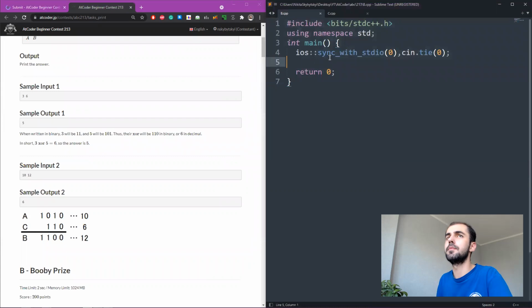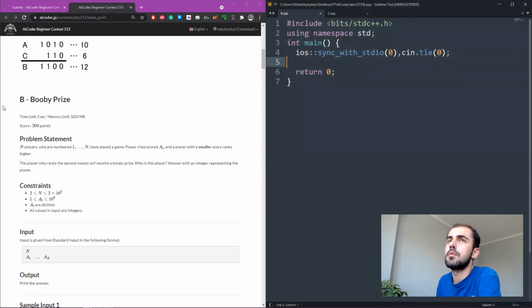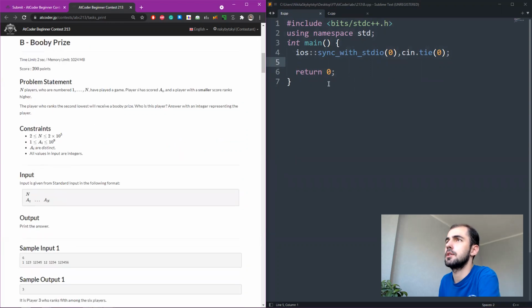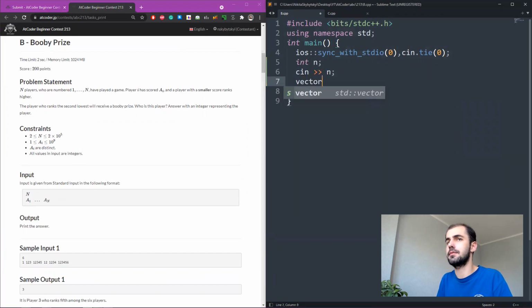So problem B, Booby Prize. Players who are numbered 1 through n have played the game. Player i has scored A_i, and the player with the smaller score ranks higher. The player who ranks the second lowest will receive a Booby Prize. Who is this player? The answer is an integer representing the player. Okay. So we have an array.